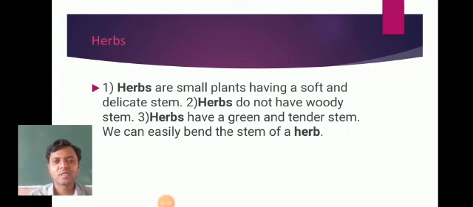Here, stems are very soft. Herbs do not have woody stems, obviously, and herbs have a green and tender stem. What is meant by tender? Tender is nothing but easy to cut or chew. Herb stems are tender, so they are easy to chew, they are easy to cut. We can easily bend the stem of a herb. Obviously, the herb stems are very soft, very delicate, so we can easily bend them.